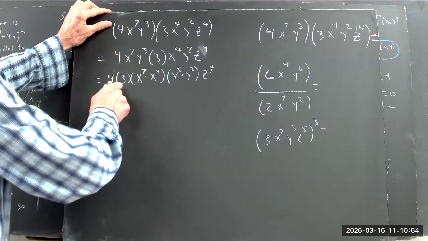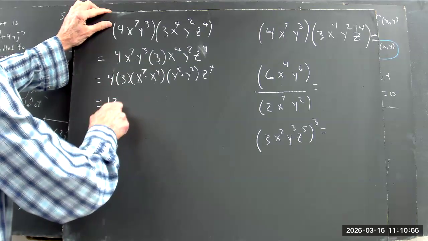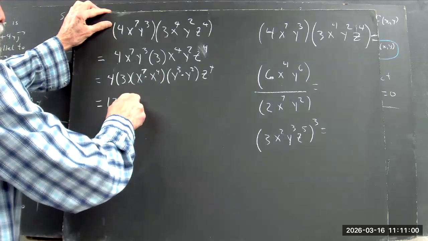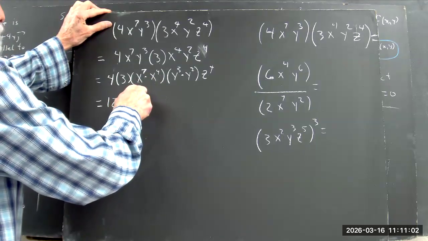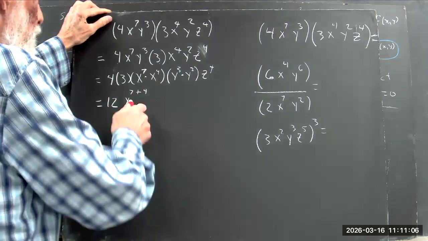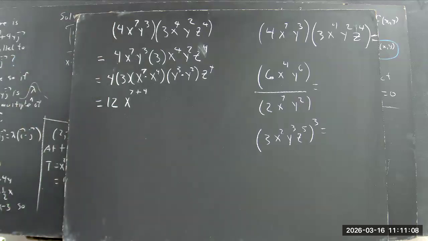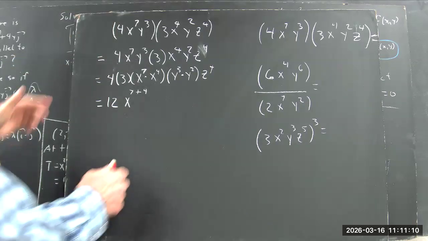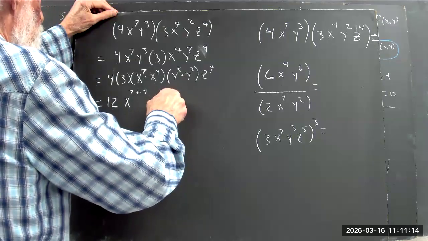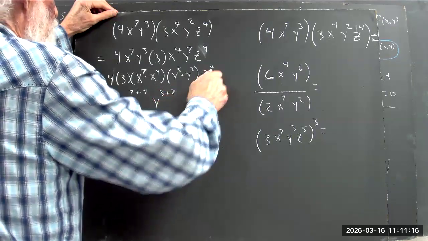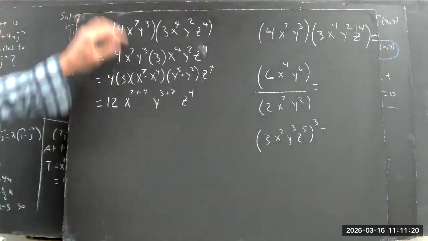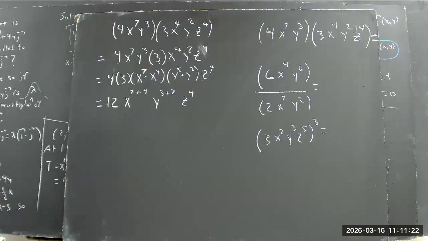Well, then, 4 times 3 gives us 12. Now, x to the seventh times x to the fourth gives us x to the 7 plus 4. We're going to talk a little bit about why that is, but right now everybody knows that rule. And I think everybody applied it. And then y to the third times y to the second is y to the 3 plus 2. And then z to the fourth. There are no other z terms, so it's just z to the fourth.